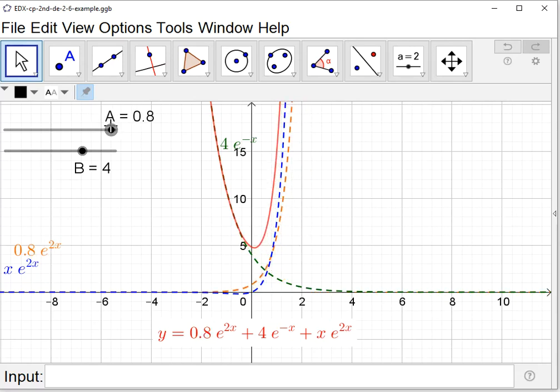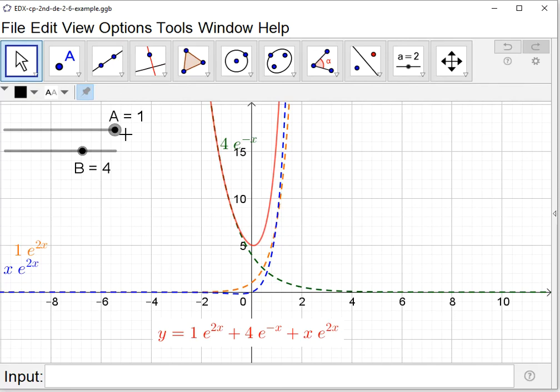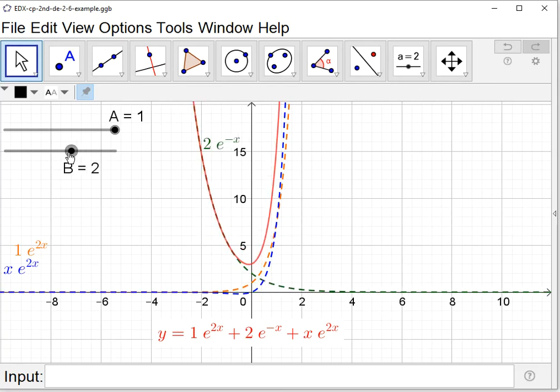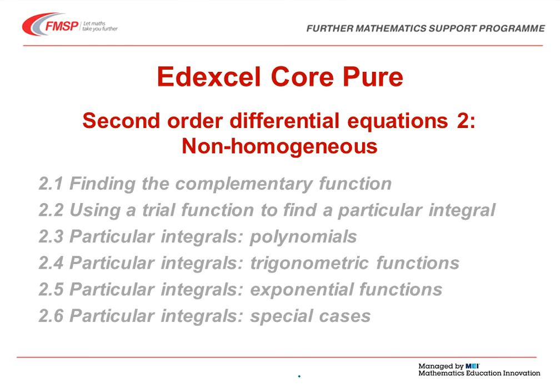If we look at x tending to minus infinity, the e to the 2x term and the x e to the 2x term will tend to 0, and it's the b e to the minus x term that becomes dominant. So if we look at x negative now, we can see that the red solution stays very, very close to the green exponential representing 2e to the minus x. And that brings us to the end of second order differential equations 2, the non-homogeneous case.